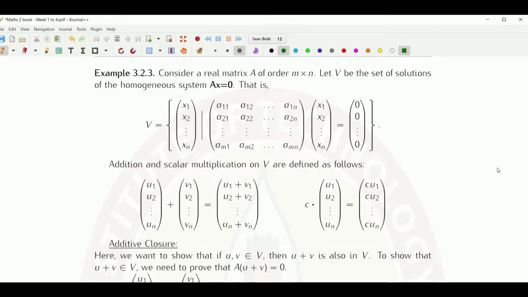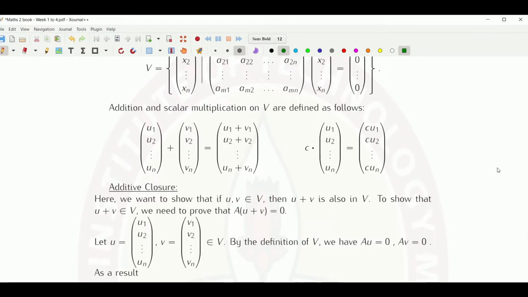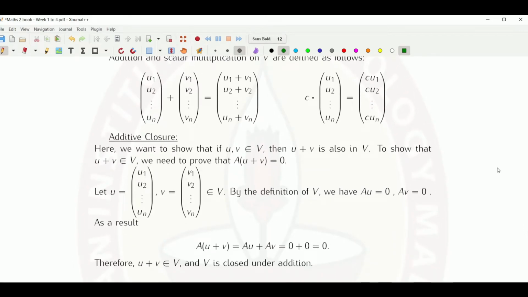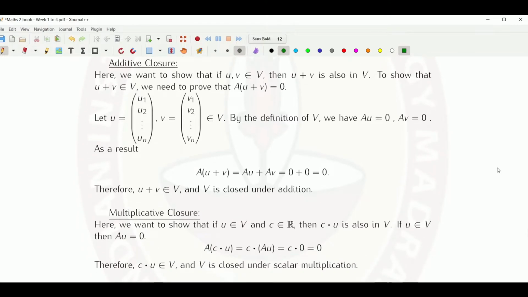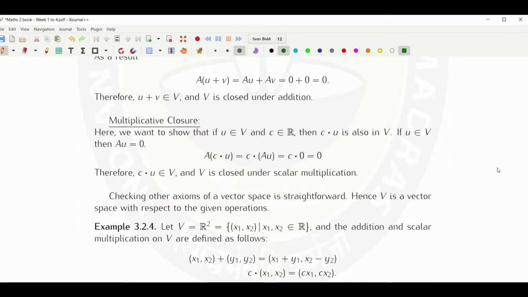Okay, here are some other examples also. In every example, we will check the additive closure and multiplicative closure. If both are satisfied, then the set should be a vector space.